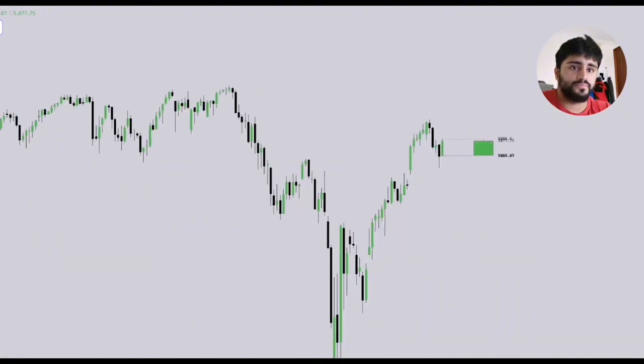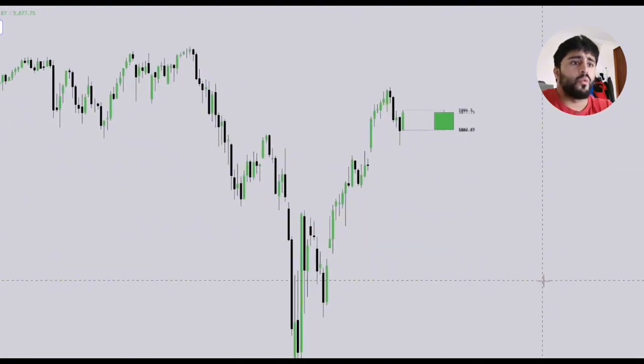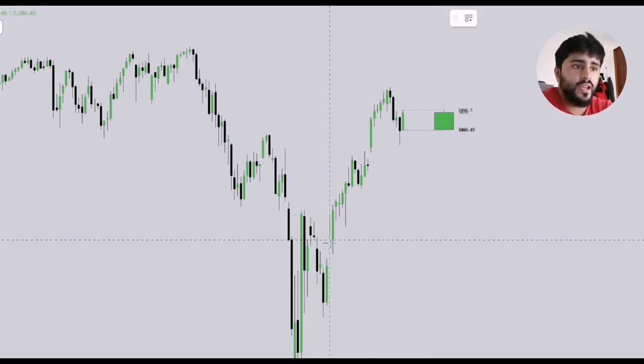Now on the daily time frame, which is something I don't use that often, if we look at this, we have runway. We have some runway definitely for higher prices. So again, on the daily time frame, I'm mainly looking at fair value gaps.